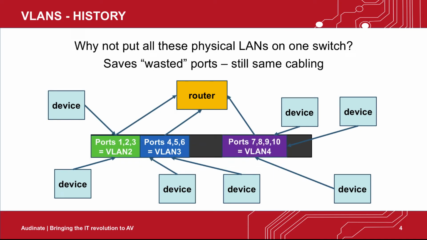Well, the first step was to go and take one big switch and group ports together, so we can have port-based VLANs. We can connect all of the computers together using the green VLAN and run a cable up to the router. Then connect the computers of the blue VLAN together and run another cable up to the router and connect 3 computers up to the purple VLAN and connect that up to the router as well.